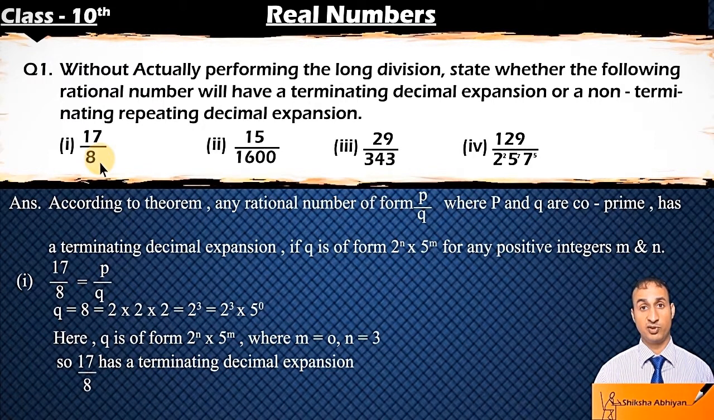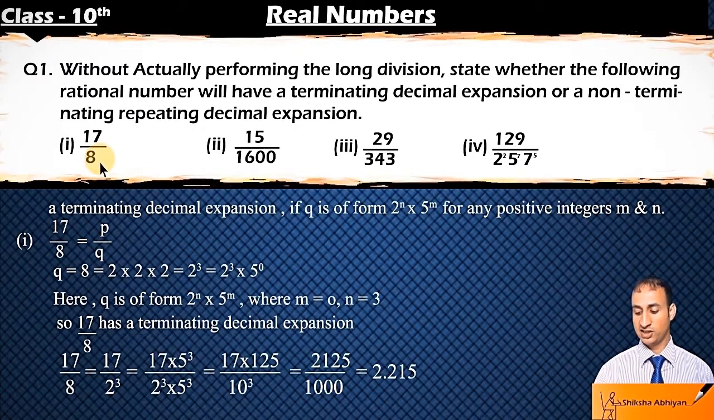Now what will the terminating decimal expansion be? 17 upon 8 is 17 by 2 to the power 3. That is 17 into... here there is 2 to the power 3, so I need 5 to the power 3 in the denominator. Multiply by 5 to the power 3. You will have to multiply the numerator also by 5 to the power 3. Now see, the denominator 2 to the power 3 into 5 to the power 3 will become 10 to the power 3. And in the numerator, 17 into 5 to the power 3 is 125, and 17 into 125 is 2125 upon 1000, that is 2.125, its decimal expansion.